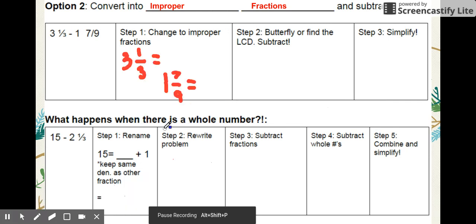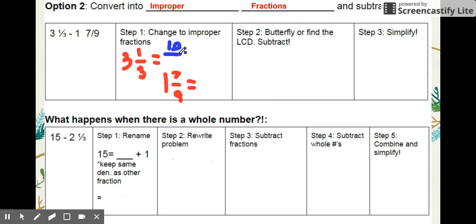So the other method is option 2. You convert them into improper fractions and subtract. So 3 1/3 minus 1 7/9. I've already rewritten the fractions right here. And to change them into improper fractions, you have to multiply the whole number by the denominator and then add the numerator. So 3 times 3 is 9, and then 9 plus 1 would be 10. So you have 10/3.